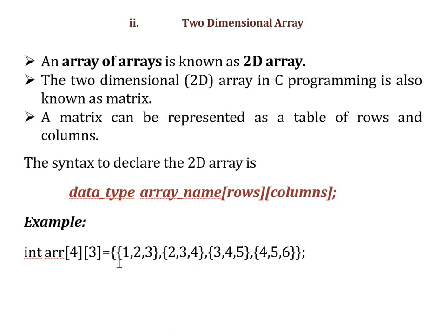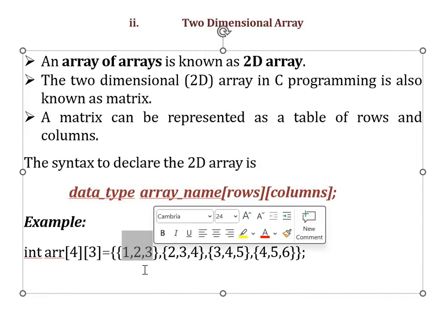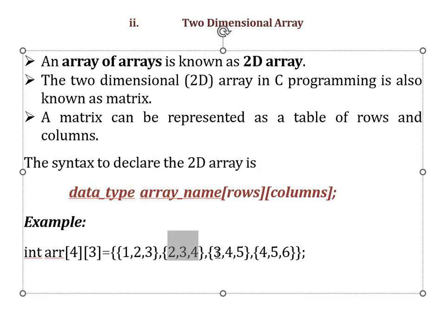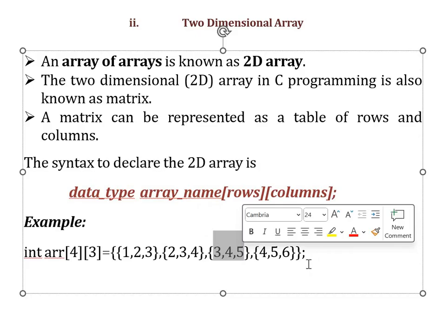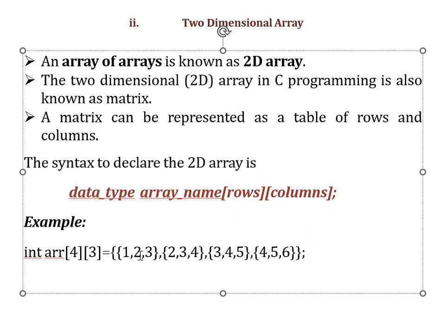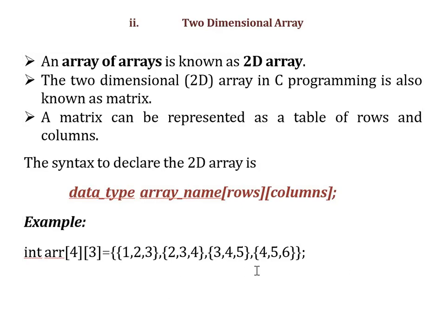How do I initialize it? Within the curly braces, you have 4 subgroups, each having 3 elements. What does it mean? This is your first row. This is your second row. This is your third row. This is your fourth row. And each row has 3 elements. That's the reason, because it has 3 columns. So this is how you initialize a two-dimensional array.